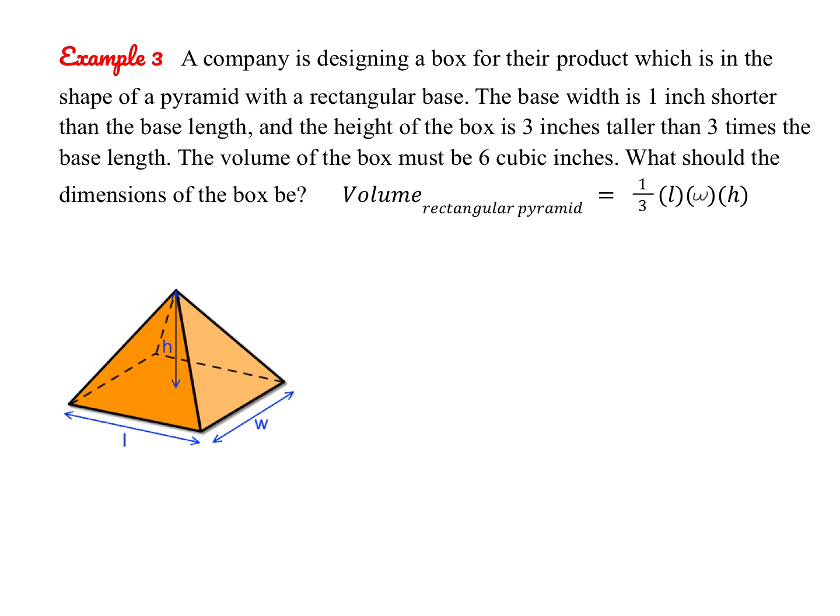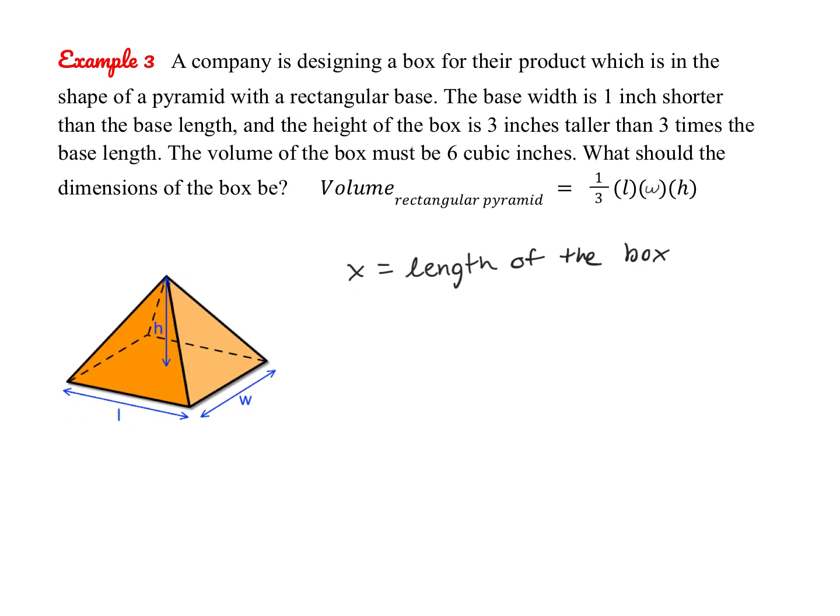And here's just a little reminder of how you find the volume of a rectangular pyramid. It's just 1/3 times the length times the width times the height. So let's see if we can find a way to describe the 3 dimensions in terms of each other. So I'm going to define x as the length of the box. And I'm going to be very specific in this and even put the units so we remember what units we're working with.